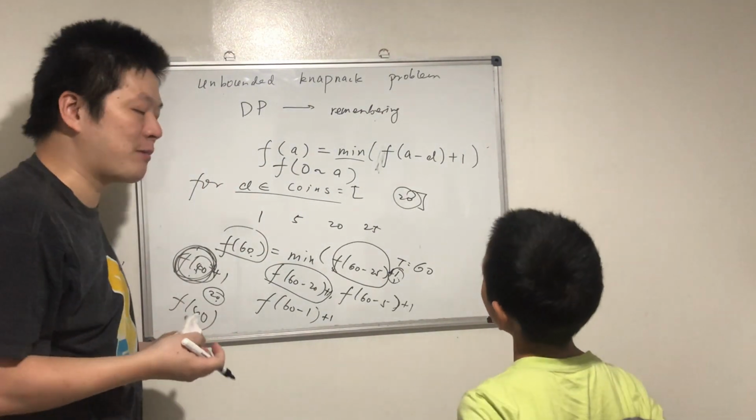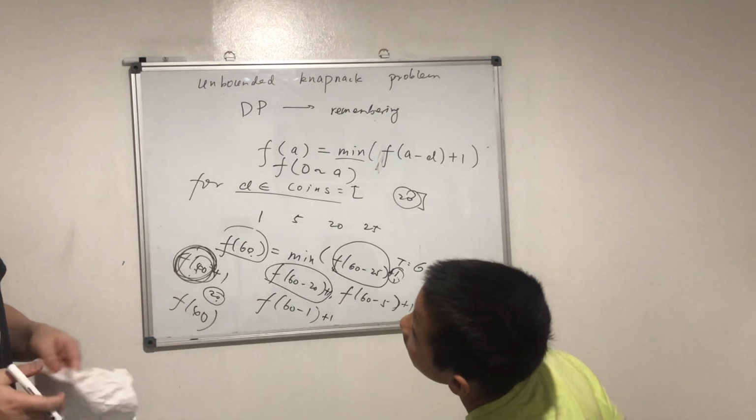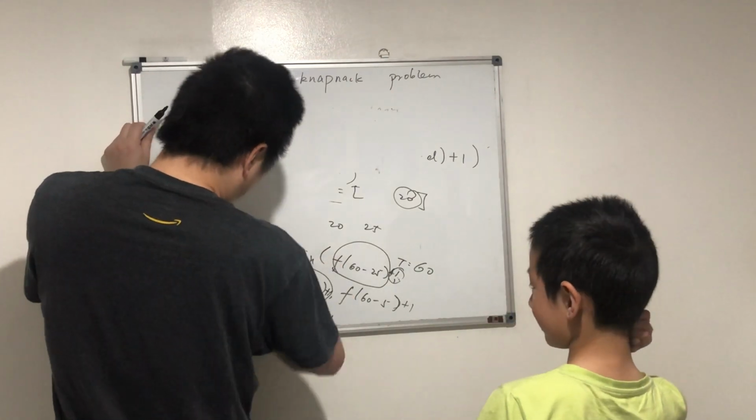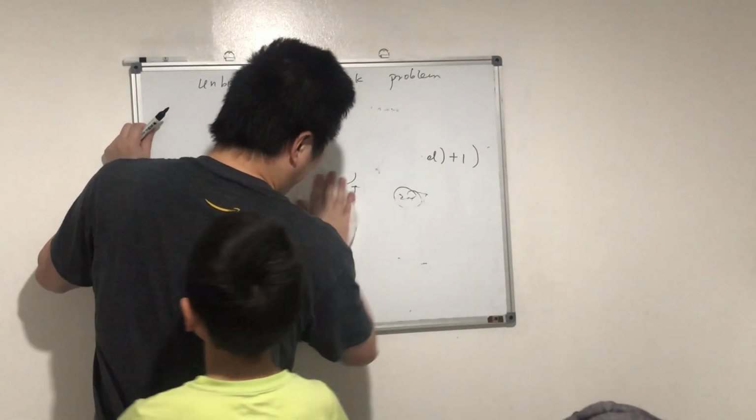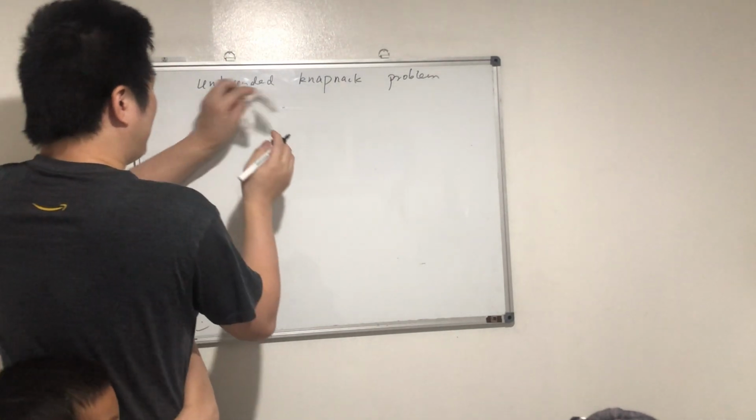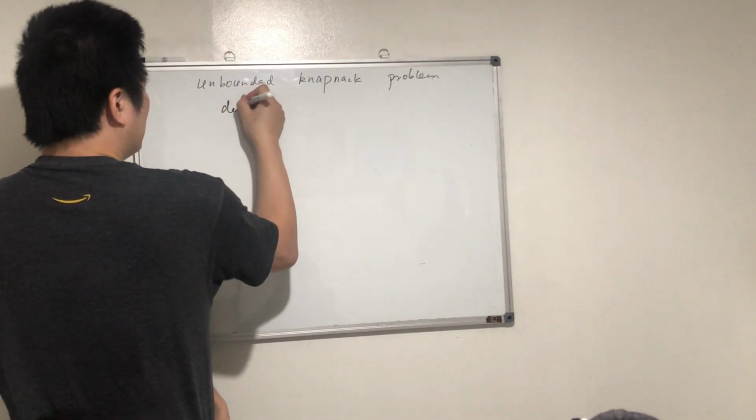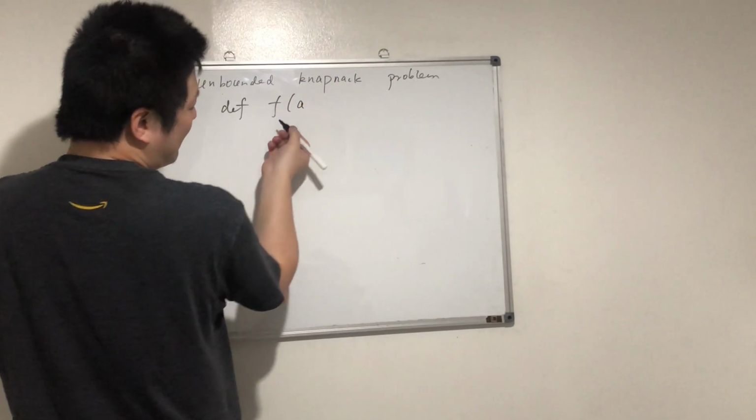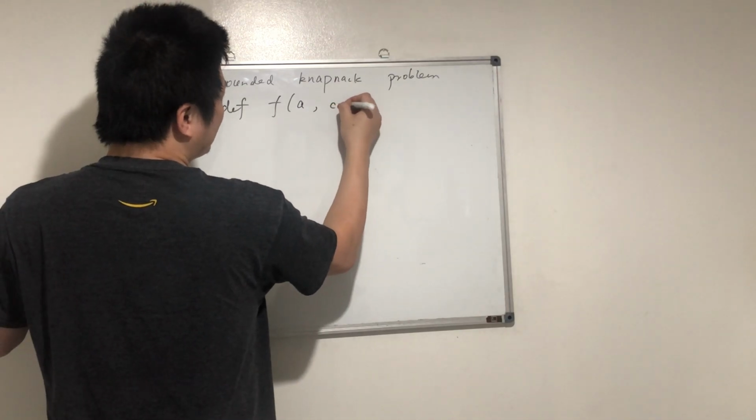And dynamic programming, we can always implement in how many ways? Top down and bottom up, right? Two. Let's implement the bottom up first. Can we do it? Look, Eric. Define F, with the amount and the coins.